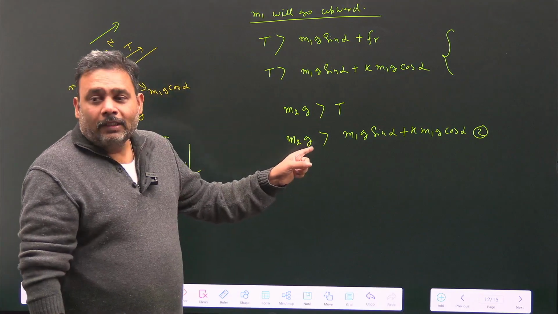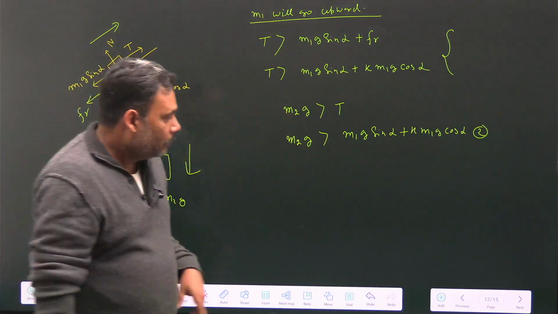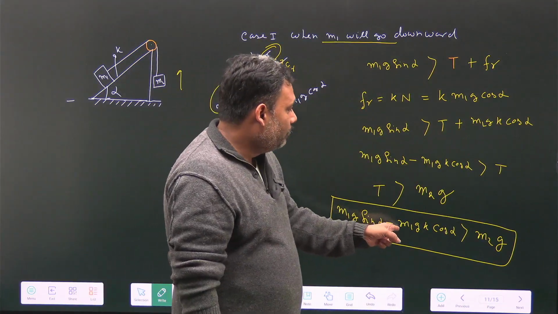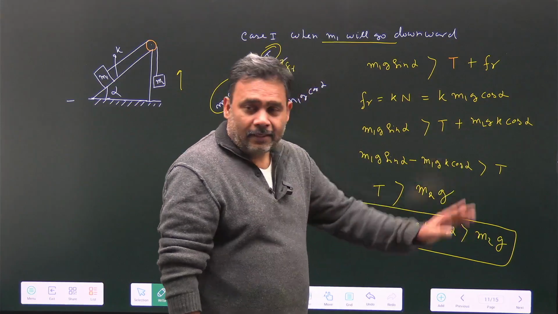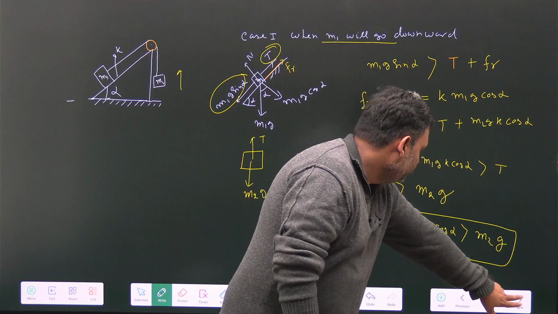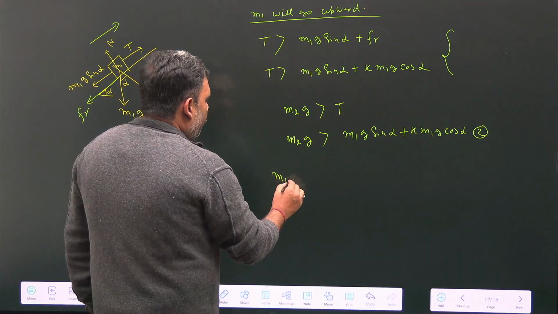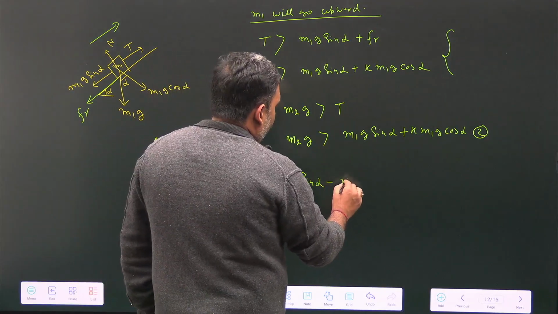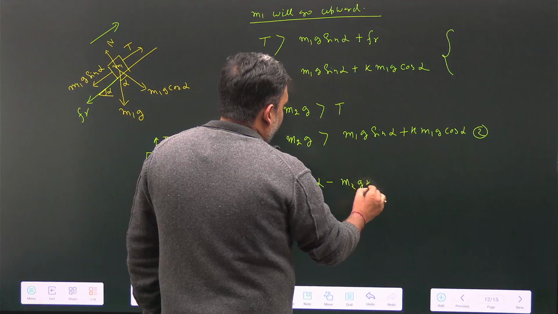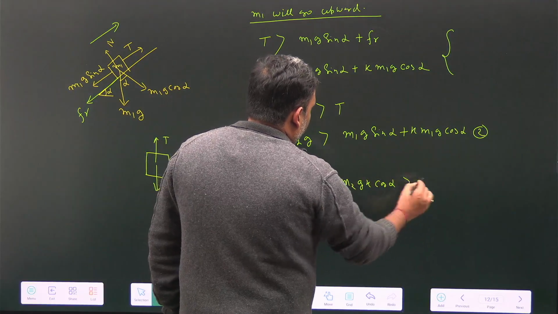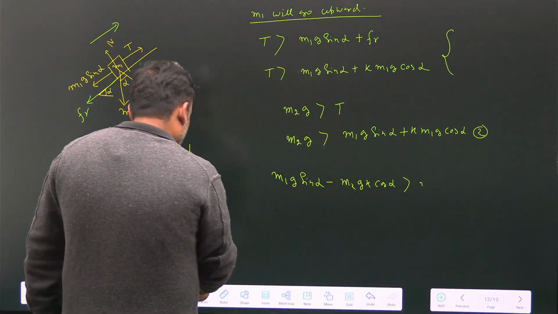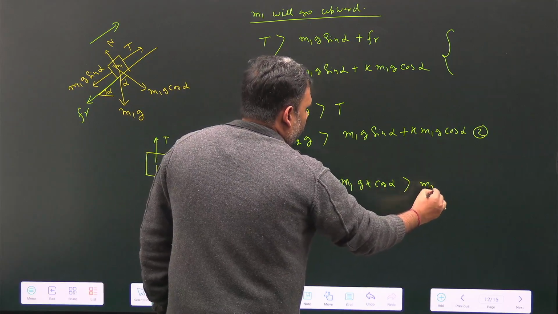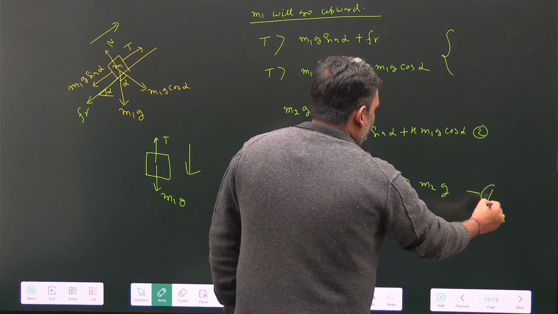This condition will tell you that m2 will go downward or m1 will go upward. Another condition, what is that condition? m1g sin alpha minus m1g k cos alpha is greater than m2g. So this condition, m1g sin alpha minus m1g k cos alpha is equal to m2g. So this is your first equation.